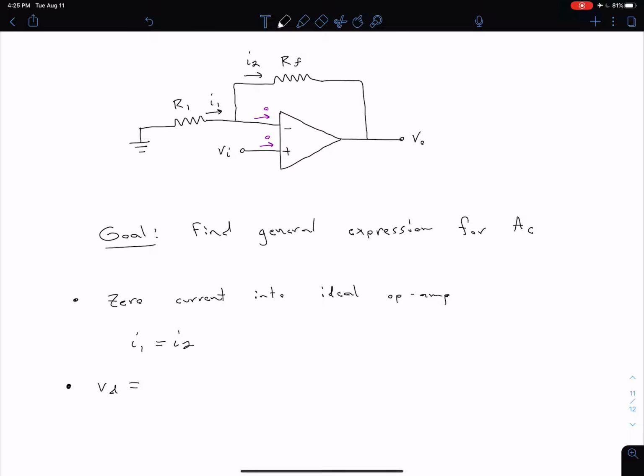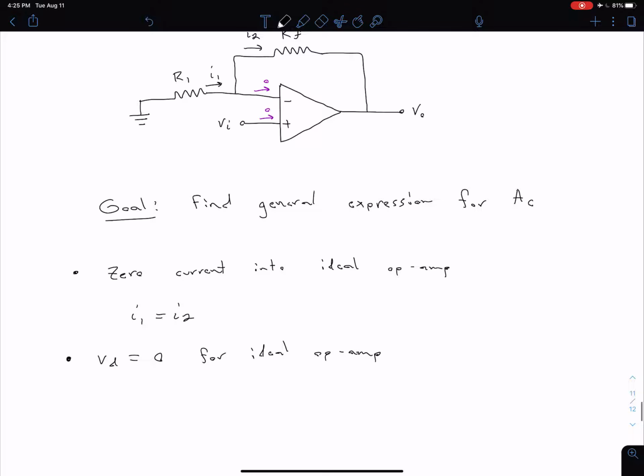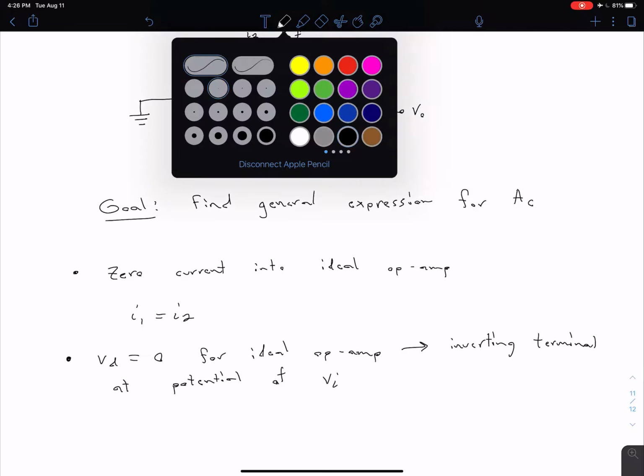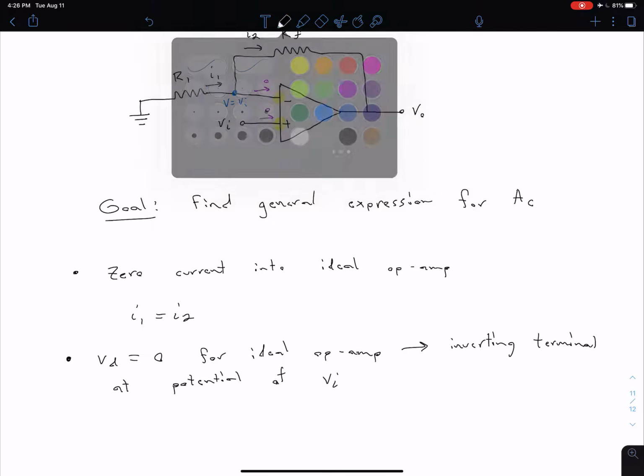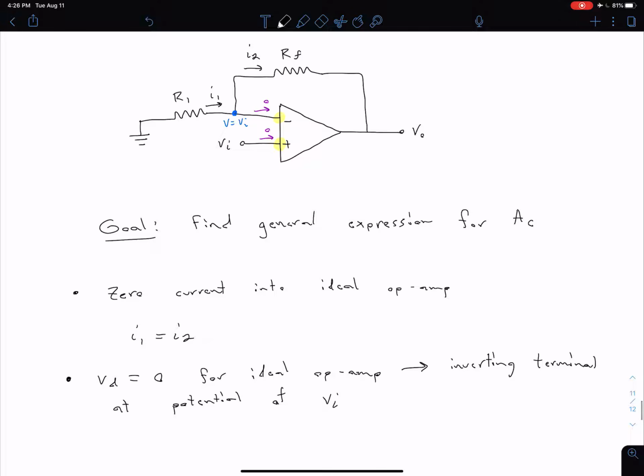Okay, so now our second property of our ideal op-amp is that our differential input voltage, V sub D, which is the difference between the voltage at our inverting terminal and our non-inverting terminal, is going to be equal to 0. And that's for, again, our ideal op-amp. Just to be explicit, I'll go ahead and write that down. And so in this case, we have our non-inverting terminal at a potential of VI. So we see that here. And because there's no difference between these two terminals, we know that this inverting terminal is also at potential VI. So potential is just another way to say voltage. And so we could come here and label this point with a voltage V equals VI. Okay, so now we've used our two fundamental properties of our ideal op-amp.